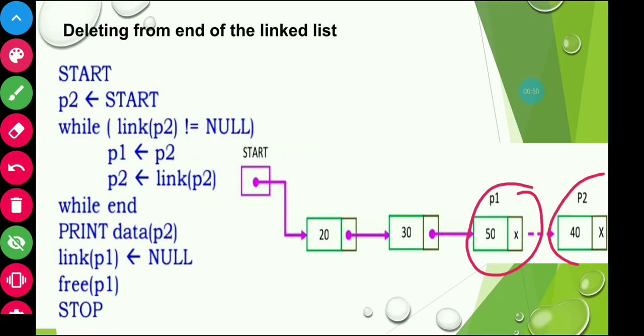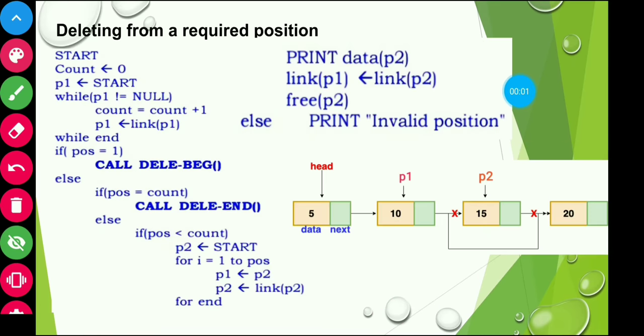P2 will be pointing to the last node after the end of the loop. So again, we have to print data of P2, and link of P1 now we have to make null. Why? Because after deleting the last node, P1 will be the last node, so the link has to be null. And the next step is free of P2 here, not P1. P2 is freed here. There is a printing mistake in the algorithm. P2 should be freed. P1 will be the last node.